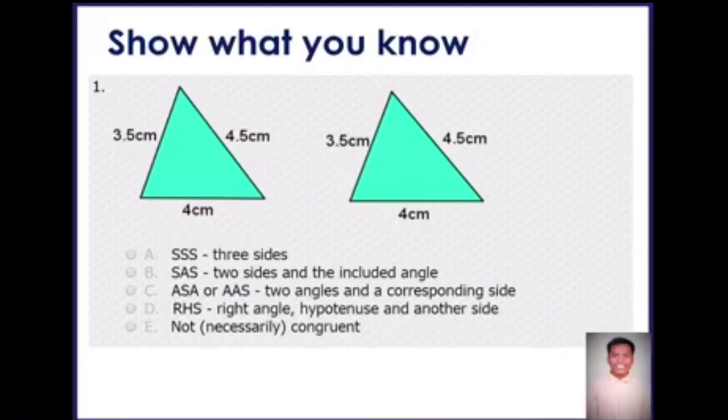So what should be the answer for this? You are given two triangles, with sides 3.5, 4.5, and 4 centimeters. The same as with the second triangle, same characteristics, same measurement of the sides. What should be our answer for this? A, B, C, D, or E? Can we use the SSS, the SAS, the ASA, the RHS, or not necessarily congruent? The answer is SSS. That's right. We can say that these two triangles are congruent using the SSS postulate, the three sides.